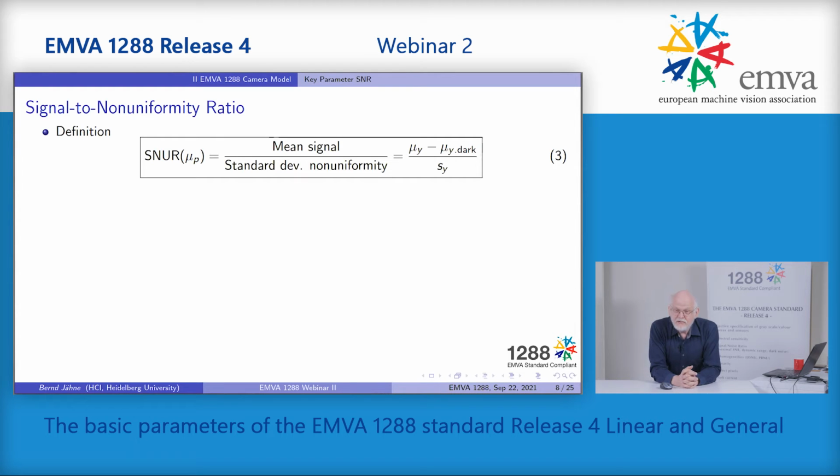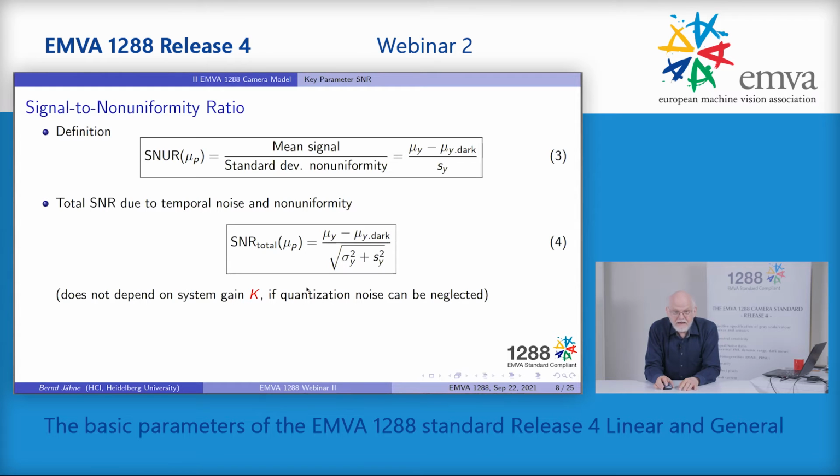And to distinguish this standard deviation from the temporal noise, we use a symbol S in the standard, whereas the symbol sigma is used for the standard deviation of the temporal noise. So you can immediately know, is this a standard deviation of a temporal noise or of a non-uniformity? So you see exactly the very same thing.